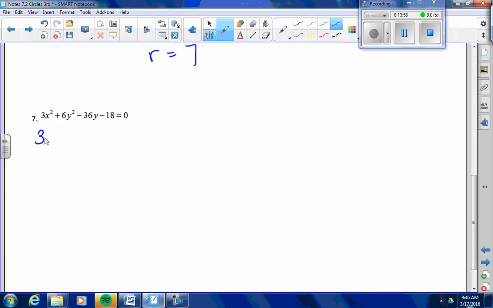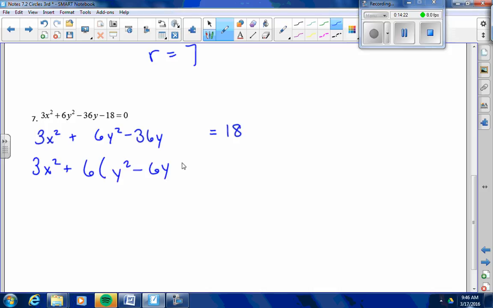Okay, so you have 3x squared plus 6y squared minus 36y, and then we move the minus 18 to the other side by adding to get positive 18. 3x squared plus, in the 6y squared minus 36y, we have to factor out the 6, so that we have y squared minus 6y, and then we can do plus blank equals 18 plus blank. But what has to be special about the plus blank on the other side? Has to be times 6. So 6 times what we fill in the blank with.